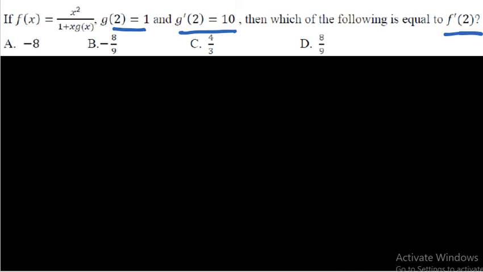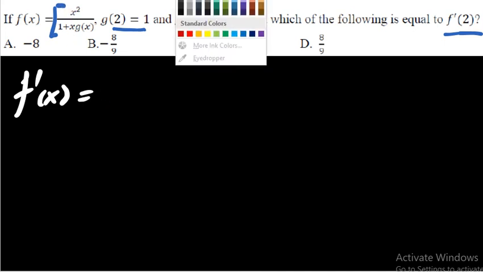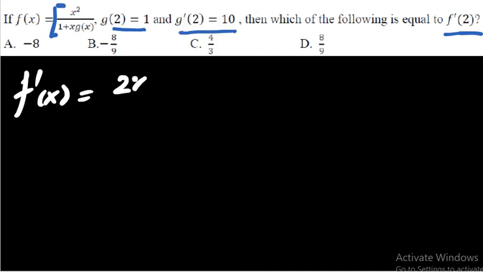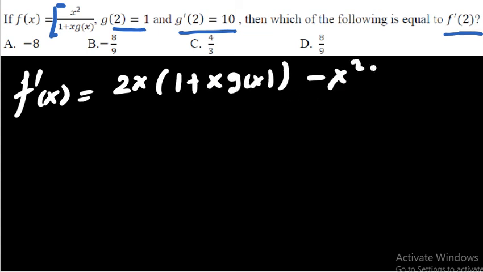The same process I'm going to apply. First of all, we have to derivate f of x. So f derivative of x means this is a quotient function. The function what you see, it's a quotient function because numerator over denominator. So we are going to apply quotient rule. The upper derivative will be 2x times the down one as it is. We'll take it 1 plus x g of x. Then minus the upper as it is, and the down derivative has to be written here.